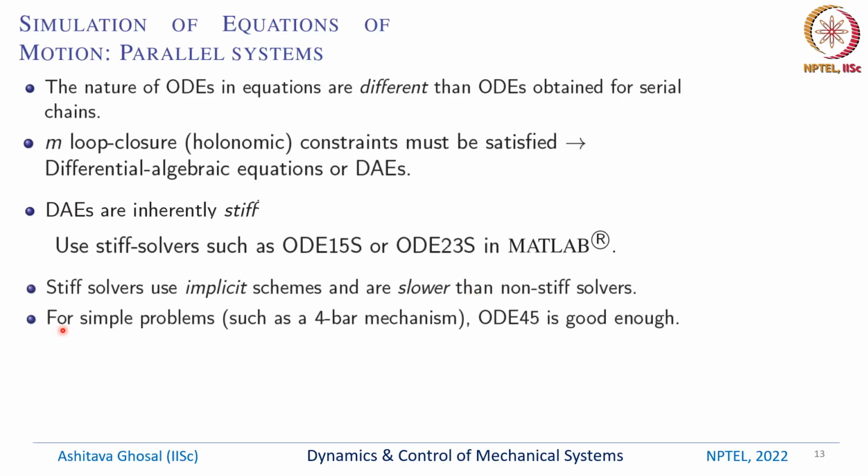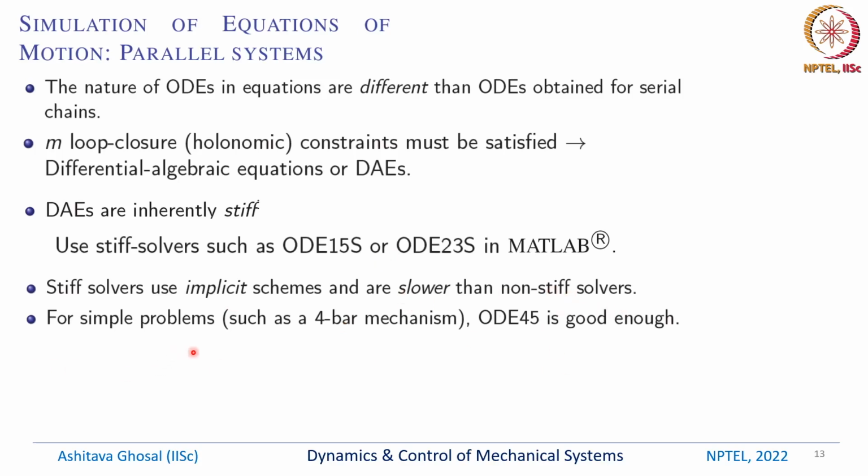So stiff solvers, in general, broadly speaking, use what are called implicit schemes, and they are slower than non-stiff solvers. Anybody who knows what is implicit should know that the opposite of implicit is explicit. In an explicit scheme, you can march forward in time. In an implicit scheme, at every point you have to solve a set of linear equations. Hence, they are slower than non-stiff solvers.